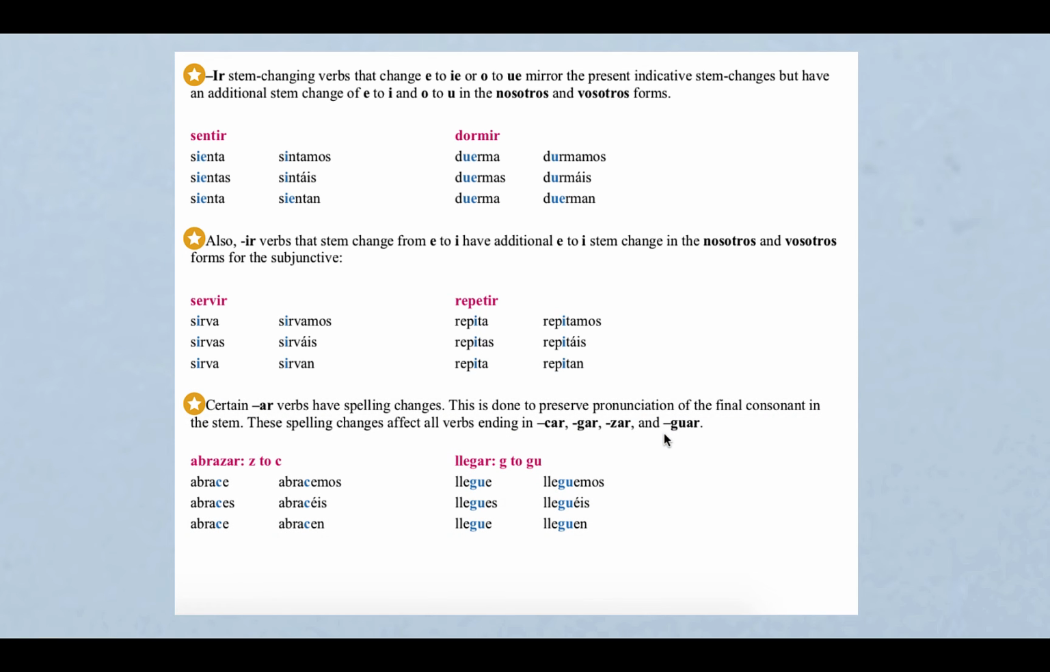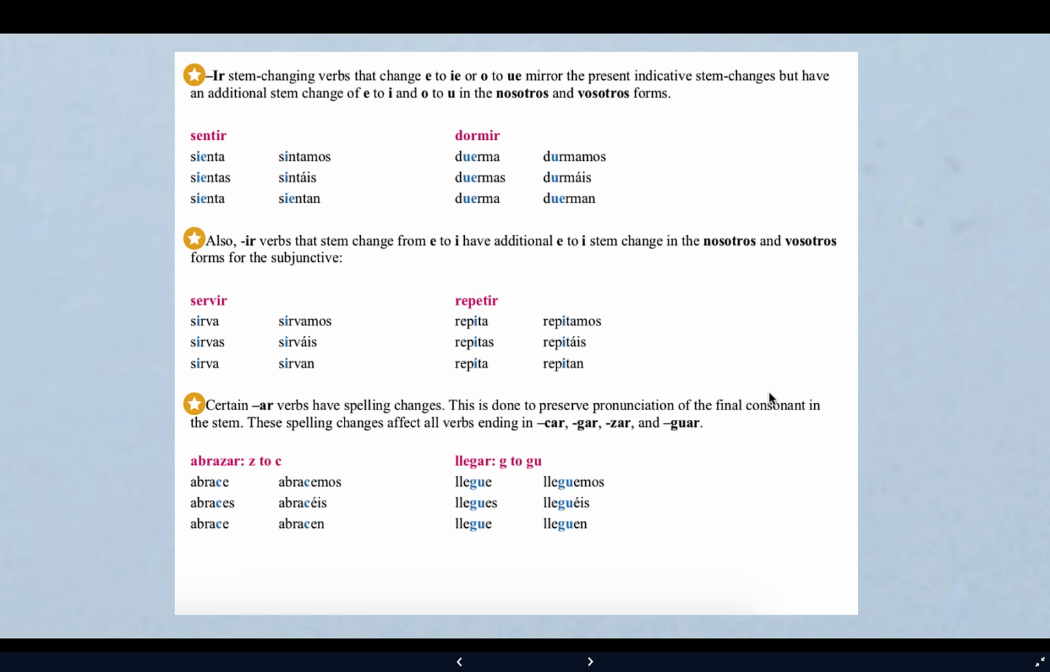And finally, certain AR ending verbs have spelling changes. This is done to preserve the pronunciation of the final consonant in the stem. These spelling changes affect all verbs ending in car, gar, sar, and guar.